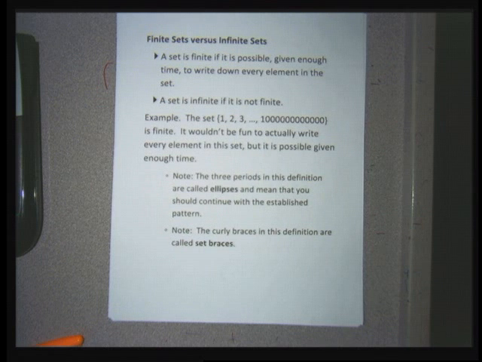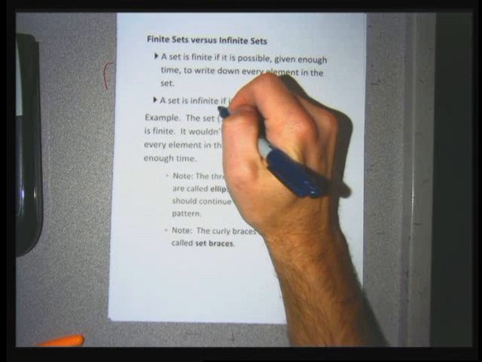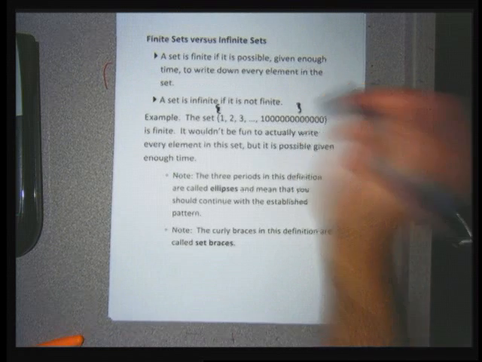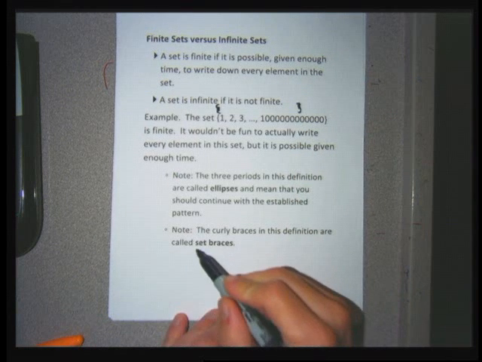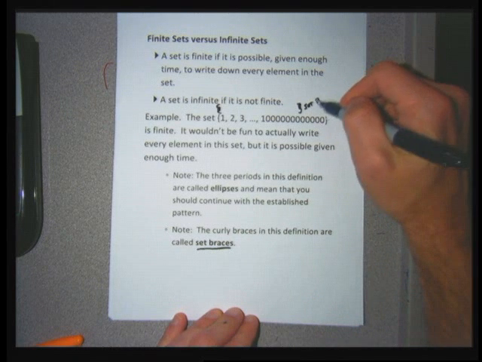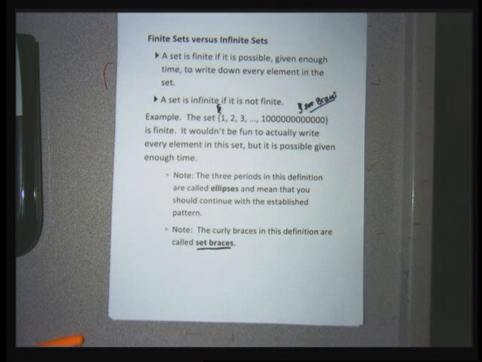Finite: it's possible, if given enough time and desire, to write down every element in the set. And an infinite set, you can't. It's not finite. It's impossible to write down every element. So I gave a set, and I didn't give it a name, but I put these brackets right here. And these brackets we call set braces. And even though I didn't name a set, I didn't say the set A is the set with the numbers 1, 2, 3, and so on, up to whatever that is.